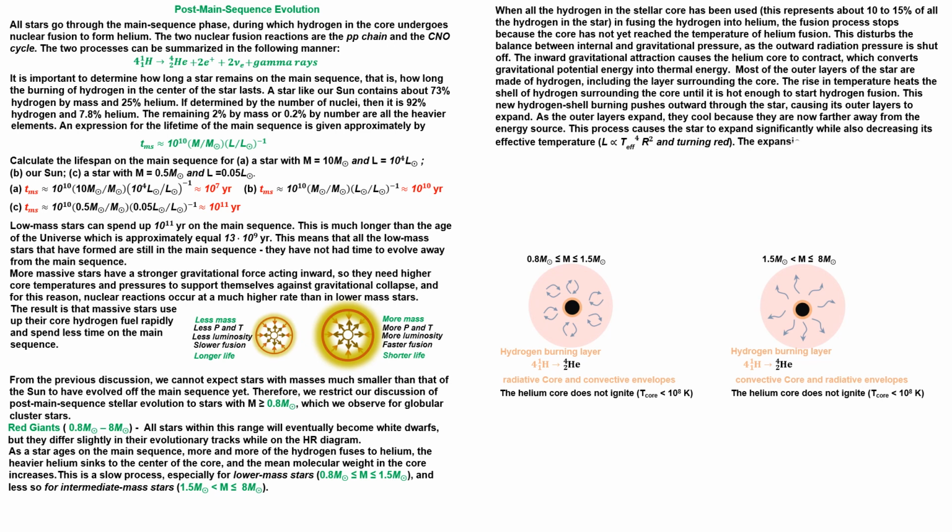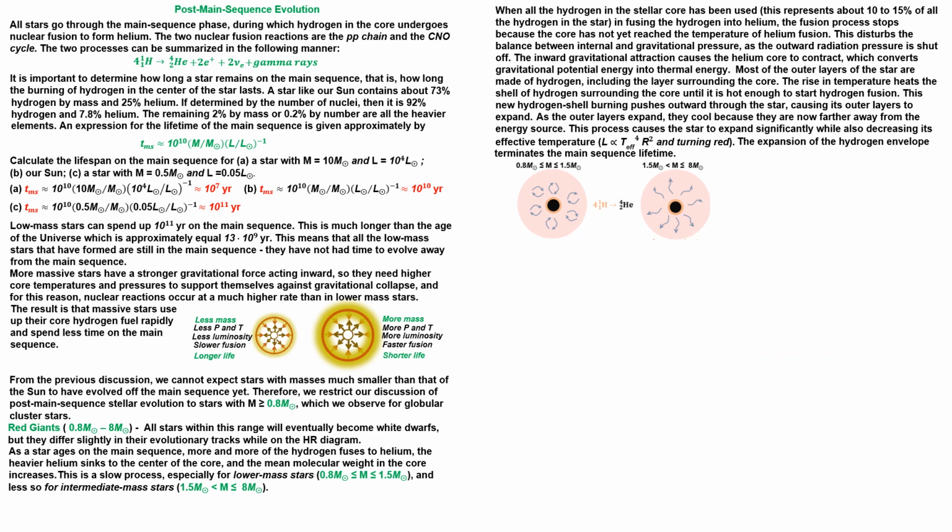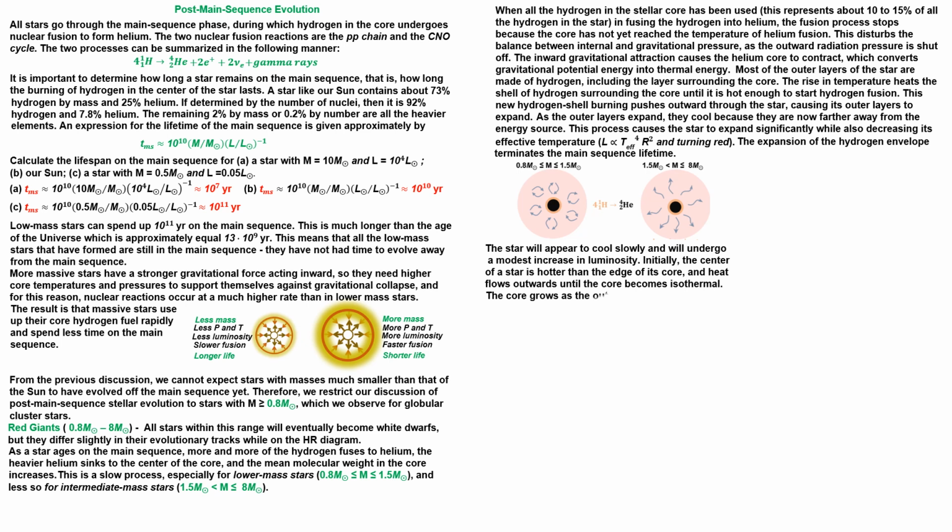The expansion of the hydrogen envelope terminates the main sequence lifetime. The star will appear to cool slowly and will undergo a modest increase in luminosity. Initially, the center of a star is hotter than the edge of its core, and heat flows outwards until the core becomes isothermal. The core grows as the outer shell burns fresh fuel, leaving helium ash behind.